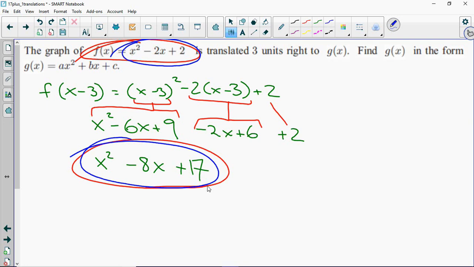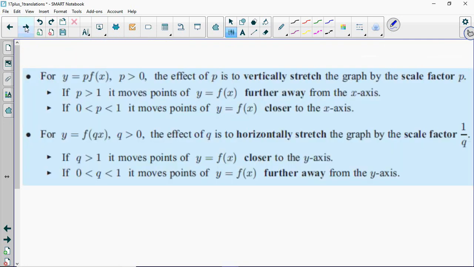In this case, we're not there yet. That's okay. We can still do the algebra though, right? We just replace the x's with x minus 3's and then simplify, and we trust ourselves to do it right. Now, I don't know about you, but I'm bored of translations. It's time to discuss stretches.